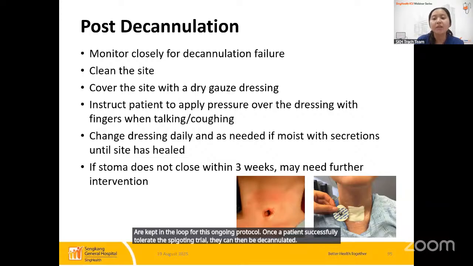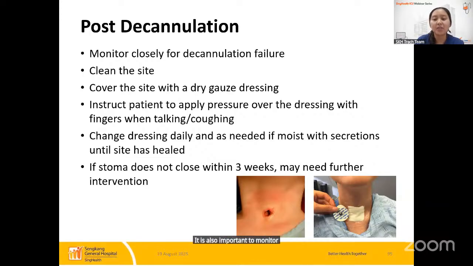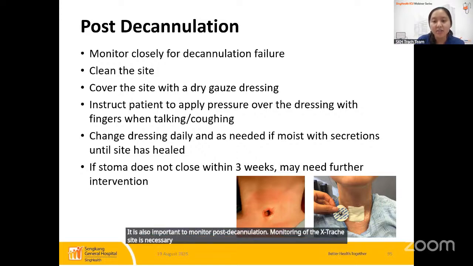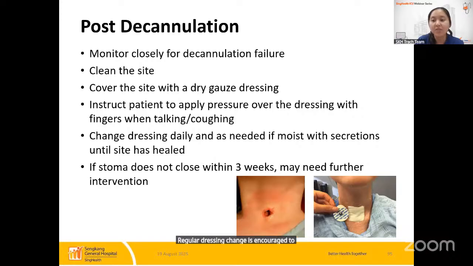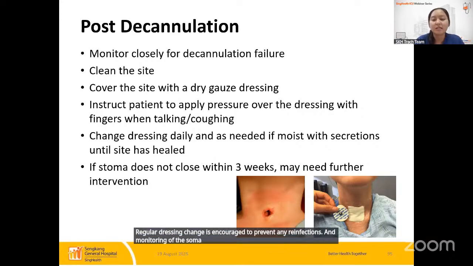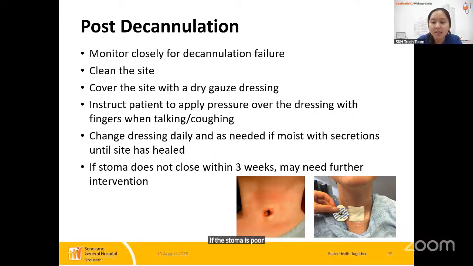It is also important to monitor post-decannulation. Monitoring of the tracheostomy site is necessary, ensuring the area is kept dry and clean at all times. Regular dressing change is encouraged to prevent any reinfections, and monitoring of the stoma in the following 3 weeks is necessary. If the stoma is poorly closed, sometimes further interventions would be required.